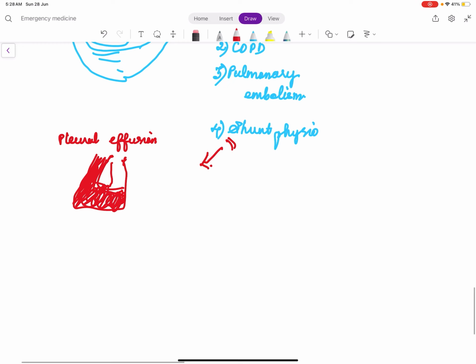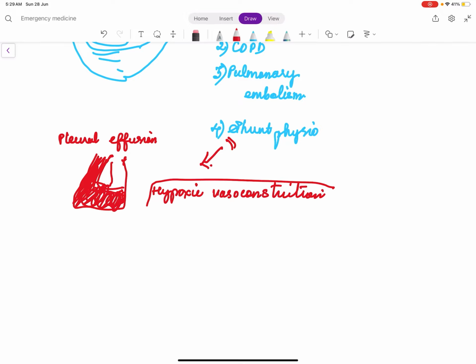When such a thing occurs, there will be hypoxia in the surrounding lung. You would have heard a compensatory mechanism called hypoxic vasoconstriction. Hypoxia causes vasodilatation everywhere in the body except in the lungs, where it causes hypoxic vasoconstriction of the pulmonary artery. This is actually a protective mechanism.